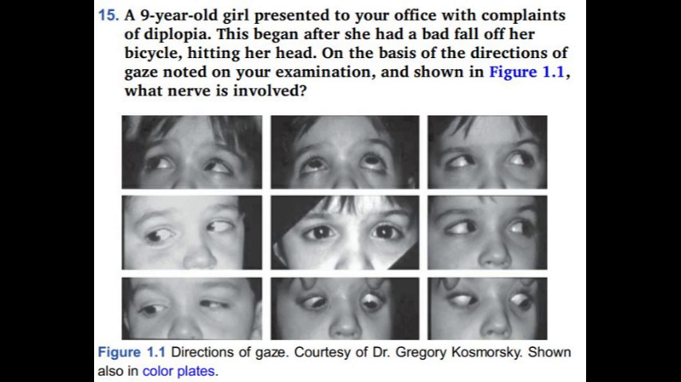Now, taking a look at this, we can see the eye here is abducted, abducted away, and elevated. Do we have an issue with that? I don't think so. So that means the superior rectus here is working. This is abducted to the right. So this means that the lateral rectus is working. This is abducted and depressed. So this means that the inferior rectus is working.